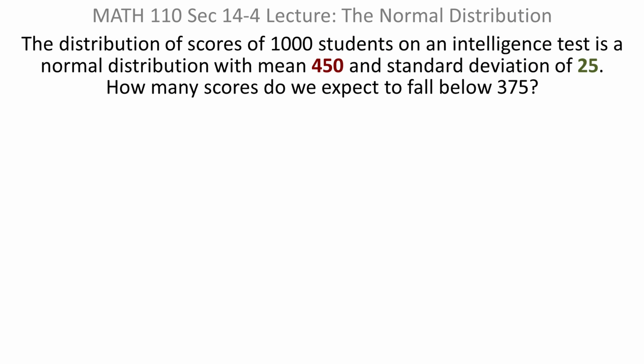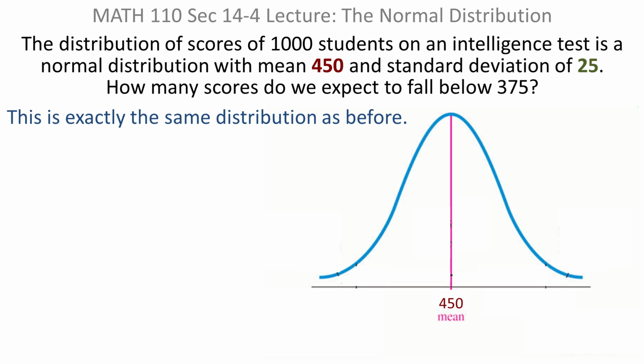Let's look at this example. It says the distribution of scores of 1,000 students on an intelligence test is a normal distribution with a mean of 450 and a standard deviation of 25. How many scores do we expect to fall below 375? Now this is a problem we've worked several times now. I keep changing the final question, but everything else is the same.